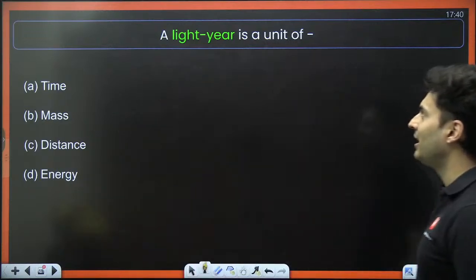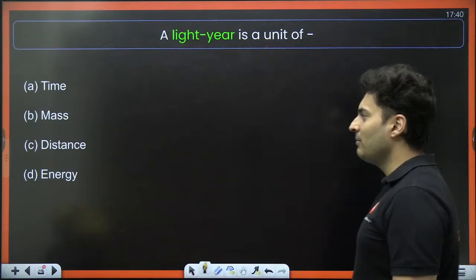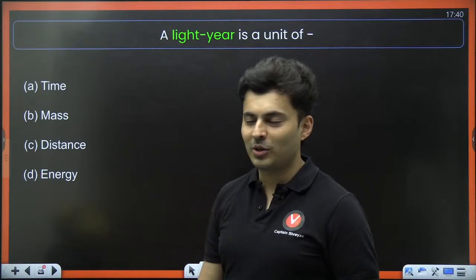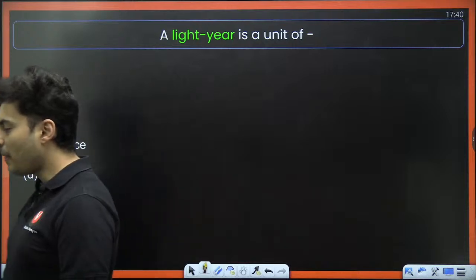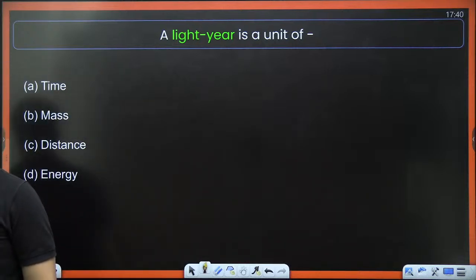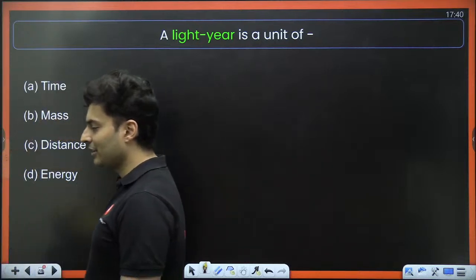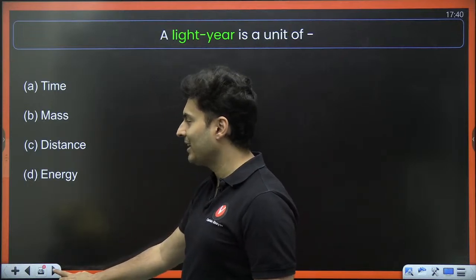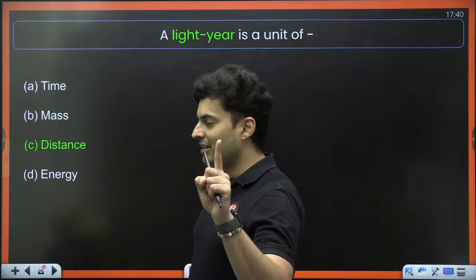Starting off with some questions. The light year is a unit of time, mass, distance, energy. Everybody start putting up the answers in the comment section or in the chat box right away, right now. What do you think? A light year is a unit of. Yes, very good. Proud of all the warriors who are answering it correctly. It's a unit of distance.